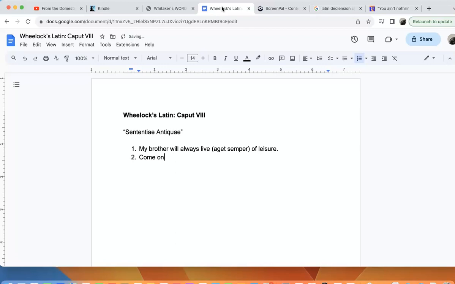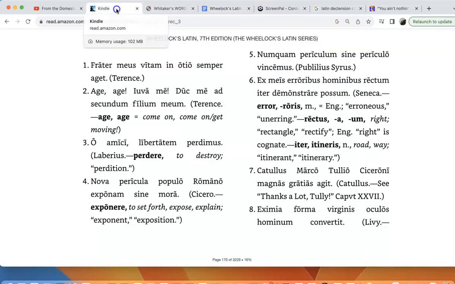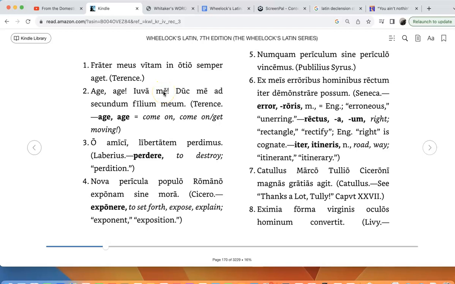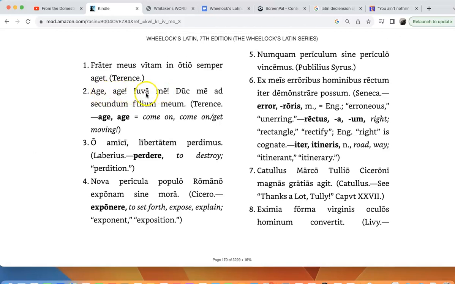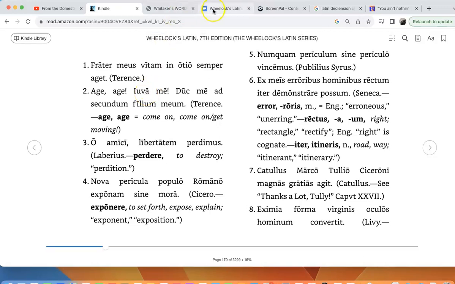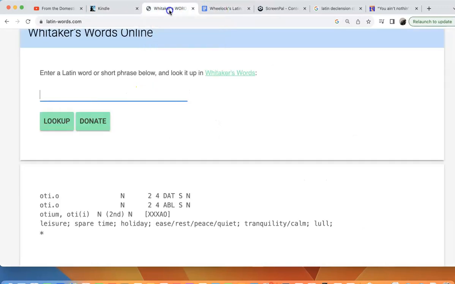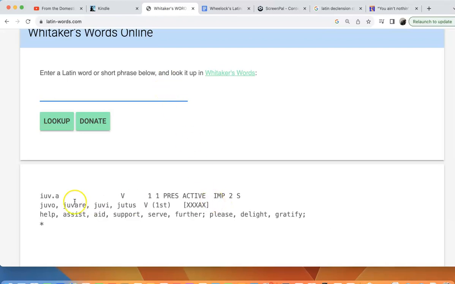So come on, help me, take me to, let's see, did I get the correct pronunciation? Yeah. So here we have imperative. Also, juva is imperative. Once again, if we're not sure about the vocabulary, so this is juvo, juvare, but you can see here, this is present active imperative.